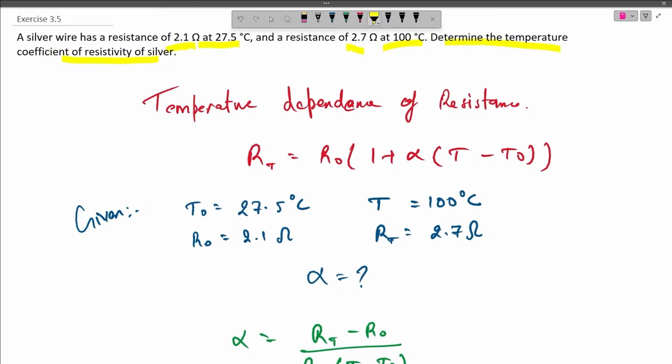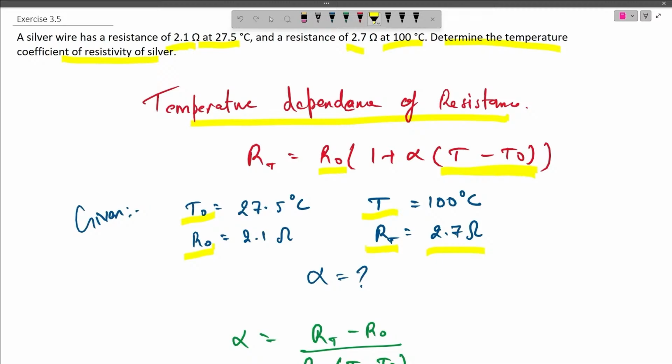So this question talks about the temperature dependence of resistance, that is given by the formula R at temperature T equals the reference resistance at reference temperature R naught multiplied by 1 plus alpha, that is the temperature coefficient of resistivity, multiplied with delta T or the difference in the final temperature and the reference temperature. So in this question we have been given the initial temperature, initial resistance at that temperature, final temperature, and the final resistance at the final temperature.